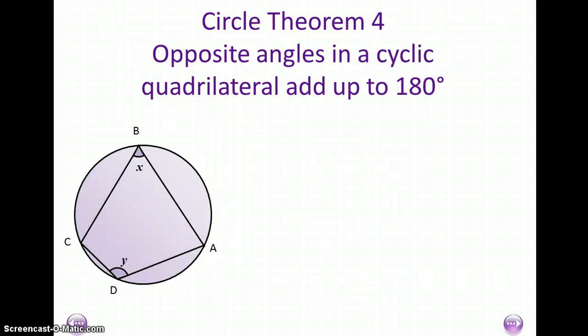Circle theorem 4. Opposite angles in a cyclical quadrilateral add up to 180. A cyclical quadrilateral is a quadrilateral, a four-sided shape, that can fit into a circle so that each of the vertices, that's these corners here, touch the circumference. Here, we're saying that this angle here plus this angle here is equal to 180. In other words, angle DCA plus CBA adds to 180.